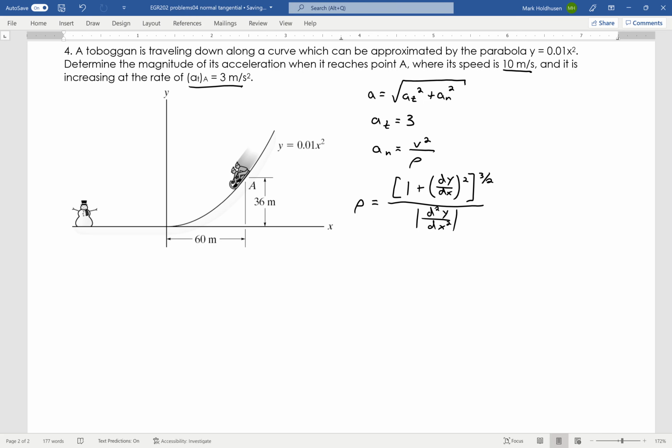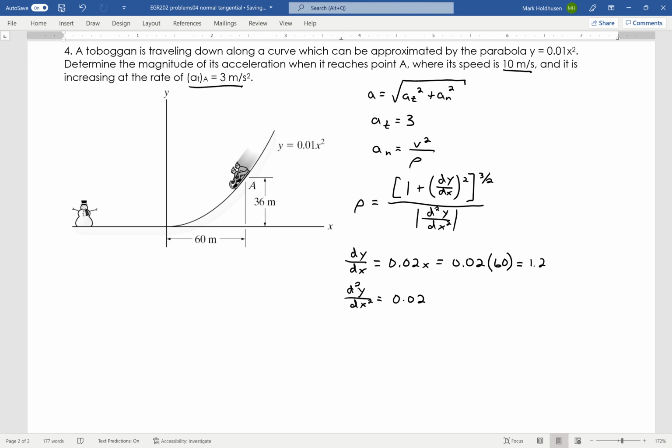So let's go ahead and take my derivative dy/dx. That's just going to be very simply 0.02x. Plugging in that x is 60 here, because I want to find the radius of curvature specifically when x equals 60, this becomes 1.2. The second derivative is just going to be 0.02, and that's going to remain constant, right? That x drops off, so that's just going to be constant, okay?